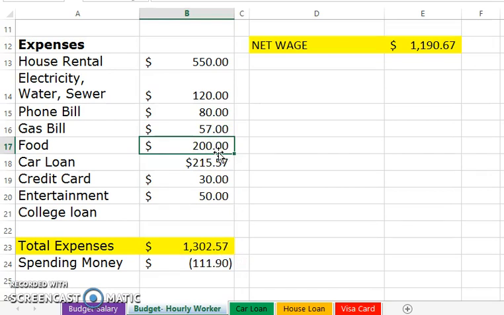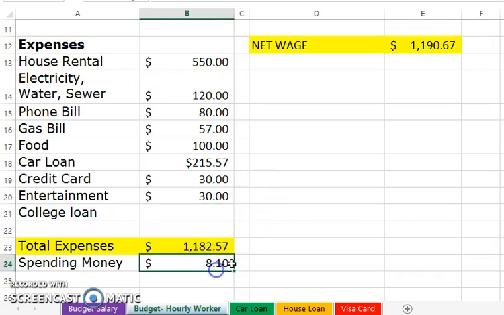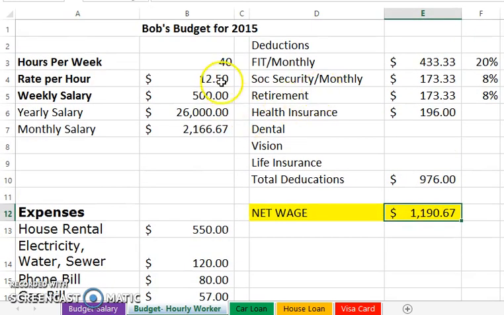So you're going to say, well, I'm going to only do $100 for food. You're still in the hole. I'm going to change my entertainment to $30 a month. So you're just barely getting by here with this big car loan. You might want to buy a different car and have a lesser payment and get rid of that Visa. I don't know. But you see that you only have $8 left over. So with $12 an hour, it's not that good.